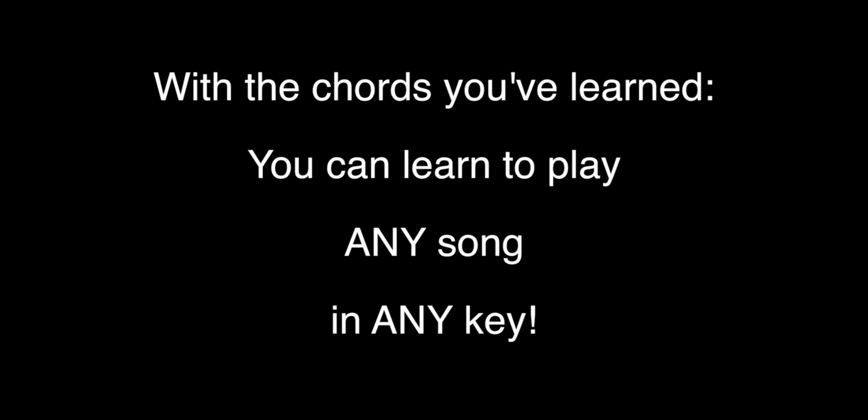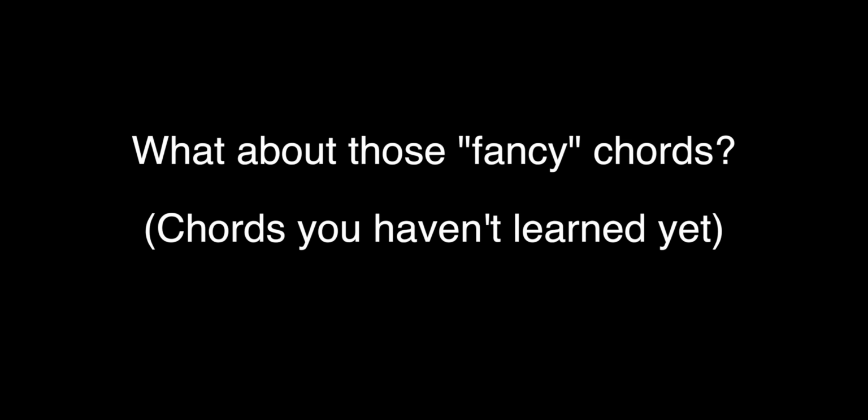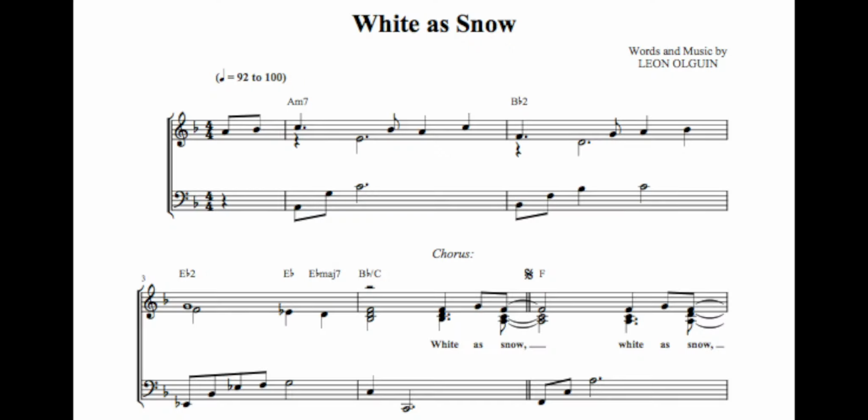Now, what about these fancy chords that you might run across? Maybe you've seen some of these as you've been looking through different sheet music to find songs that you want to play. And what if you want to play a jazzier tune, like a standard or something that contains more complex chords? Well, let's take a look at this song again, White as Snow. While this isn't a jazz tune, of course, it does have some chords that we have not yet encountered. Take a look, for example, at the first chord that you see there in the introduction, A minor 7. Well, we haven't looked at that yet, have we?